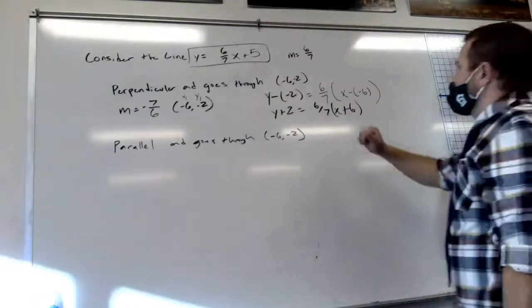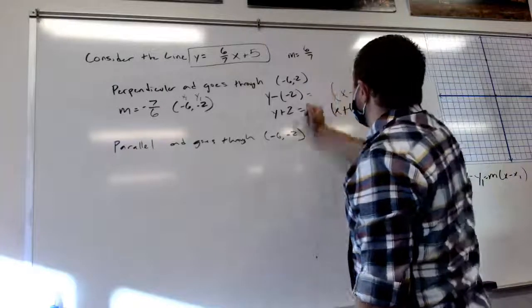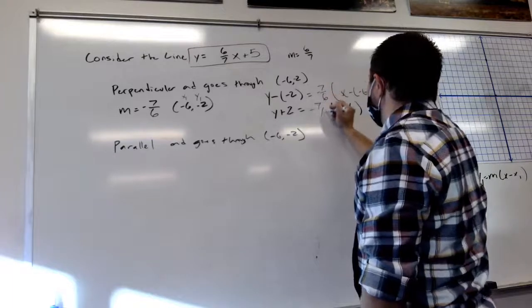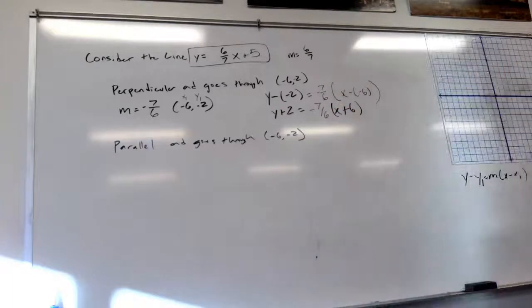Wait, I didn't flip it. You guys didn't correct me. That should be negative 7/6 right here, right? Because we're doing perpendicular right now, not parallel.